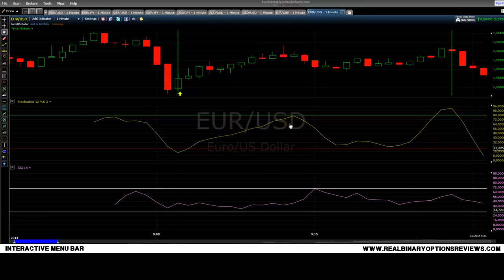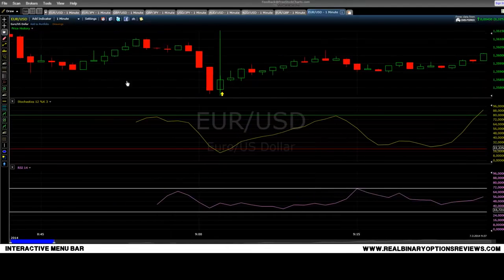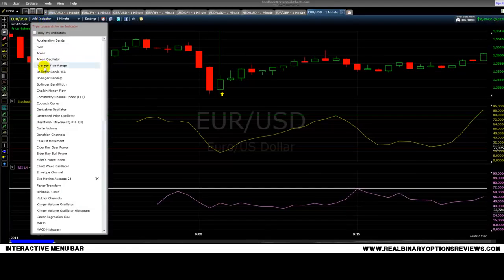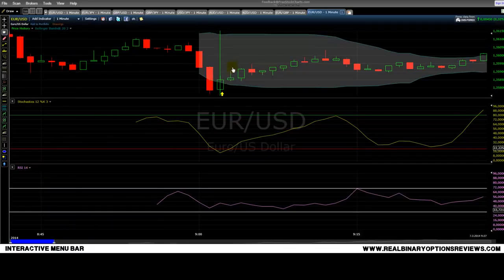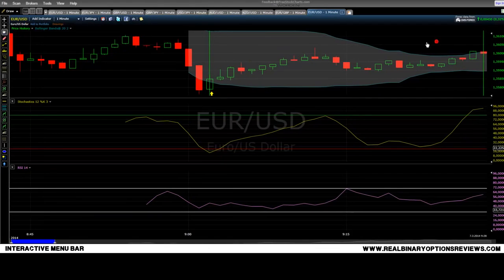Now here you can see the chart of the euro dollar. It's a 1-minute chart. We used this chart to make examples of how to use the stochastic indicator and the RSI indicator, and we are going to add the Bollinger Bands onto this chart. So I'm going to click here, add indicator, and select the Bollinger Bands indicator. Here I'm going to apply it to the price history, which means it will be drawn onto these candles.